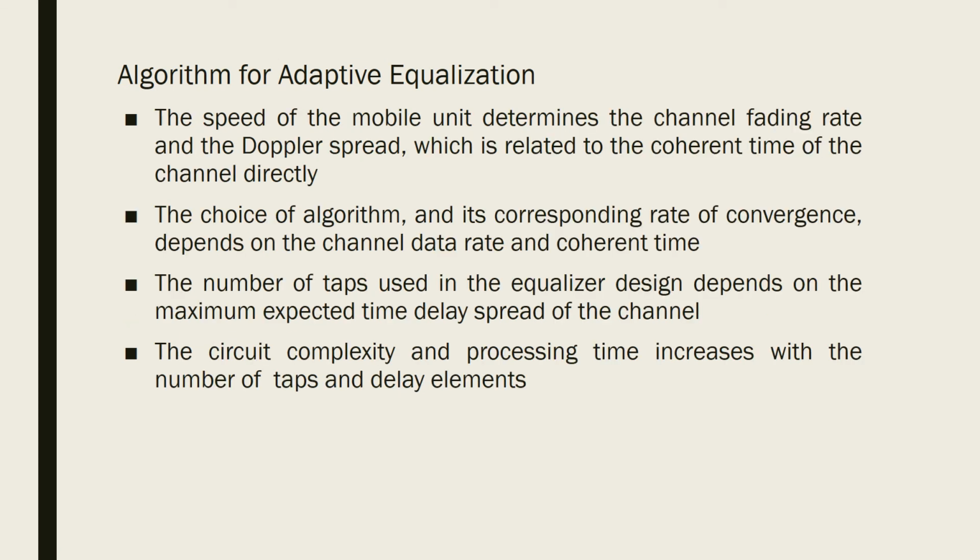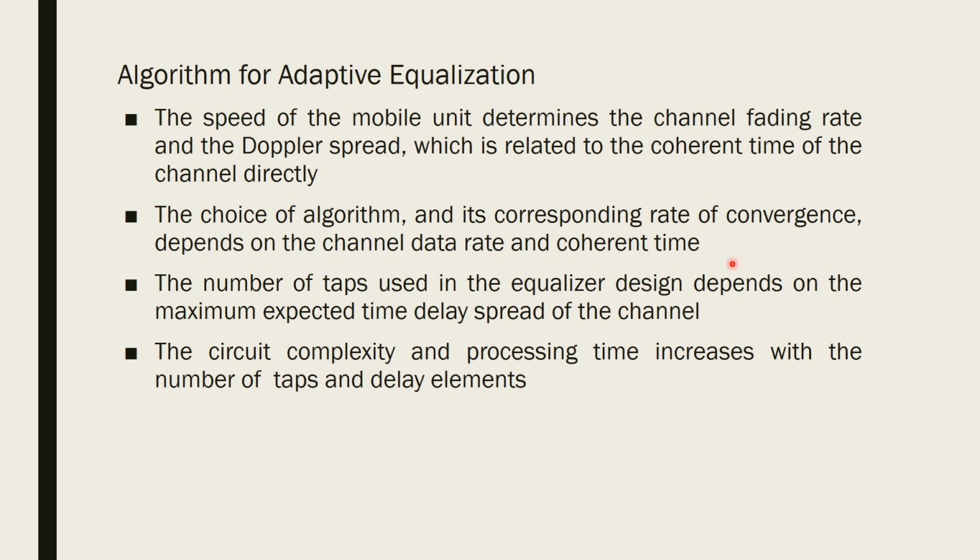And coming to the algorithm for the adaptive equalization, the speed of the mobile unit determines the channel fading rate and the Doppler spread. So at what speed your radio signal is going to move between the transmitter and the receiver, if they have a moving vehicle, whether this vehicle is moving towards the transmitter or away from the transmitter, there comes a channel fading rate, at what rate the signal is going to get degraded, and the Doppler spread of it, which is related directly to the coherence time of the channel.